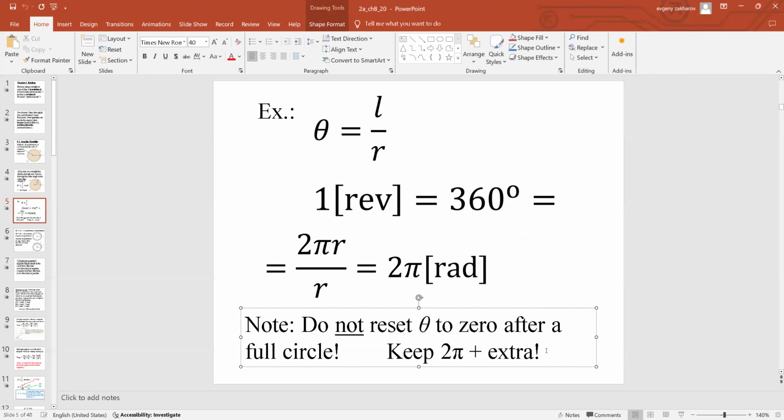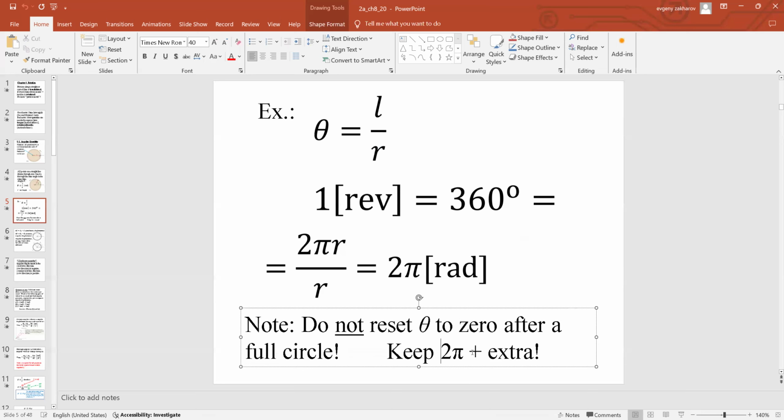Now for rotational motion, you can't skip the 2 pi. You remember sine and cosine have the period of 2 pi. And for mathematics problems, you go one complete revolution and say, oh, we start over and over again. So you can ignore 2 pi in mathematics. You cannot do that in physics. You have to keep track of all the pi's that you travel through, because that will define your overall angular displacement. So do not reset theta to 0 after a full circle. That's what the note is all about.